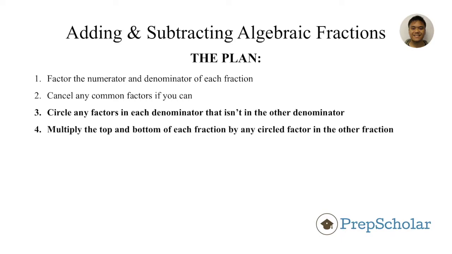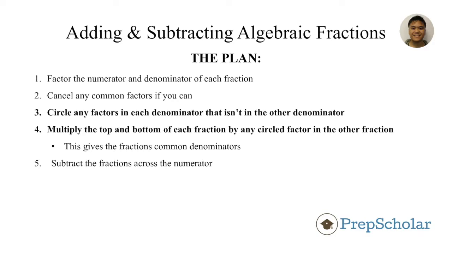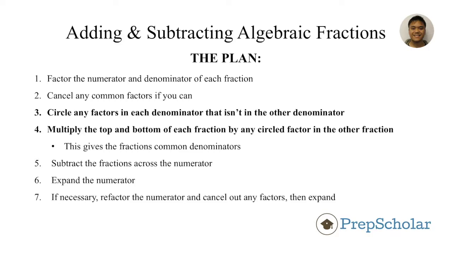Next, we're going to multiply the top and bottom of each fraction by any circled factor in the other fraction. And this will give the fractions common denominators, just like we need whenever we add or subtract regular fractions. Next, we're going to subtract the fractions across the numerator, expand the numerator, and then, if necessary, we can refactor and cancel out any factors and then expand, just all stuff at the end that we might have to do to get our answer to look like their answers.